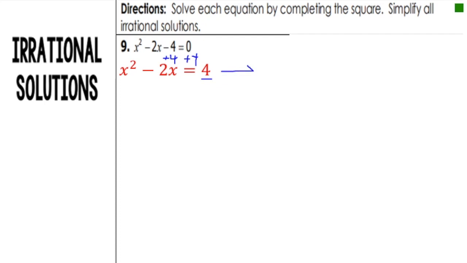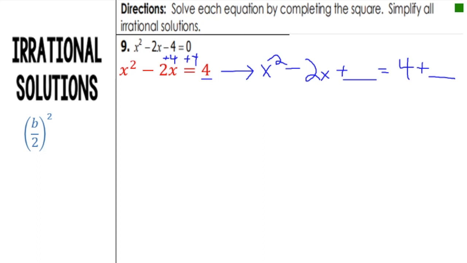And I also told you you could write this in this manner. You could do x² − 2x + blank = 4 + blank. That way we can complete the square. So we use (b/2)². In this case, we're going to replace b with negative 2. So negative 2 divided by 2 is negative 1. And when you square that, we get 1. So we add 1 to both sides. So we get x² − 2x + 1 = 5 because we did 4 plus 1.